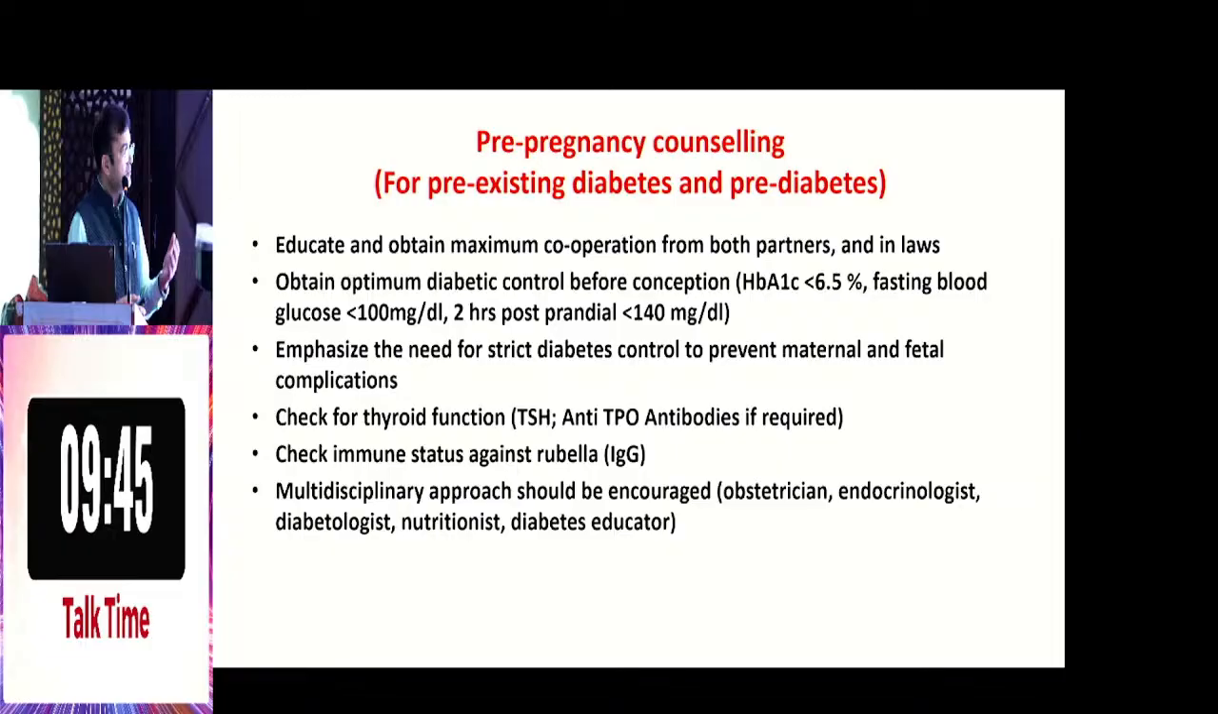So you need proper education and counseling of the entire family, and obtain maximum good control. Possibly before planning the pregnancy, if the A1C can be less than 6.5, APG less than 100, 2 hours PPG less than 140, then definitely we can prevent congenital malformation. We should emphasize strict diabetes control, check thyroid functions, antibodies if required, and the immune status of rubella.